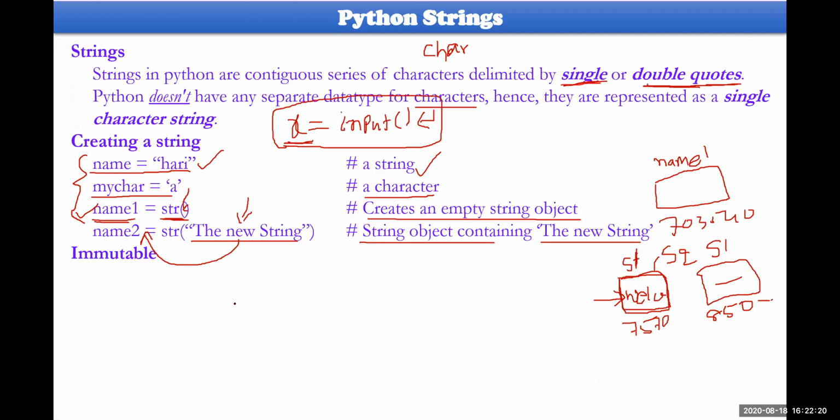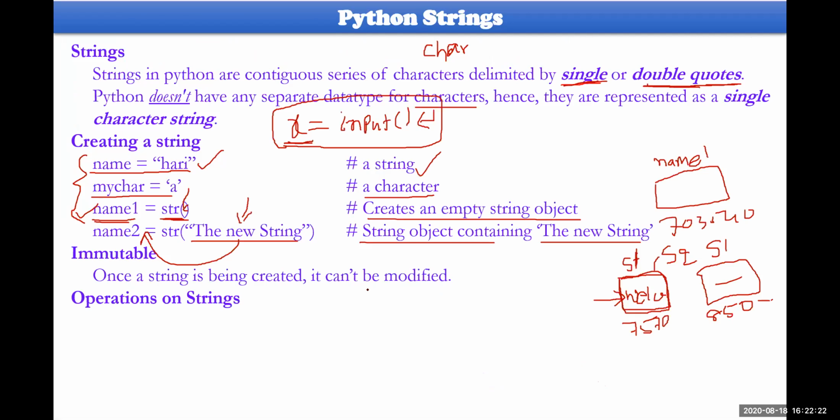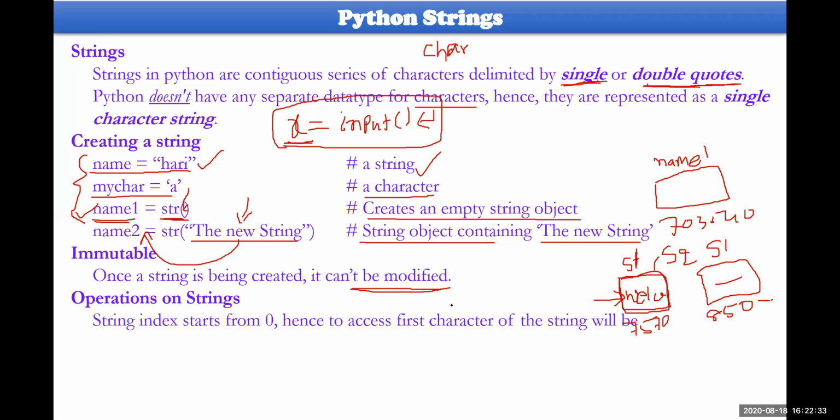So once you have created this string, it cannot be modified. Modified in the sense that you cannot place any other value in that place. And what are the operations on strings? Normally, for any string, the index of that particular string always starts with 0.